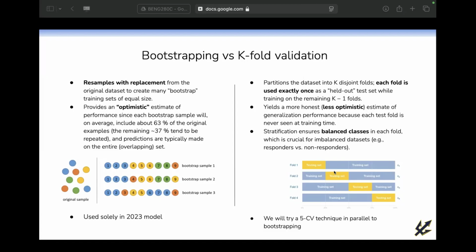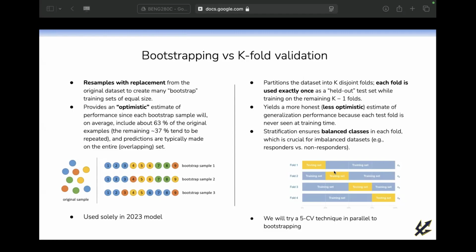Since each model is tested only on truly unseen data each time, this gives us a realistic estimate of the generalization performance. We also make sure the splits are stratified, meaning each fold has a balanced number of responders and non-responders, which is super important for an imbalanced data set like ours.